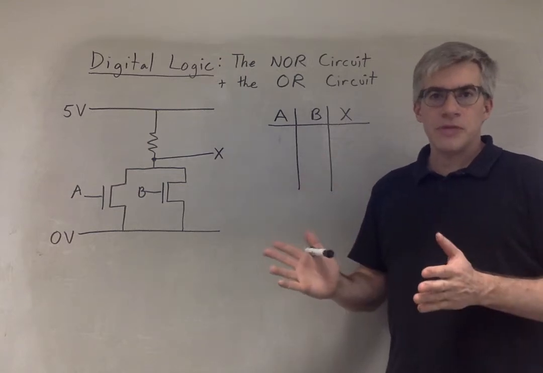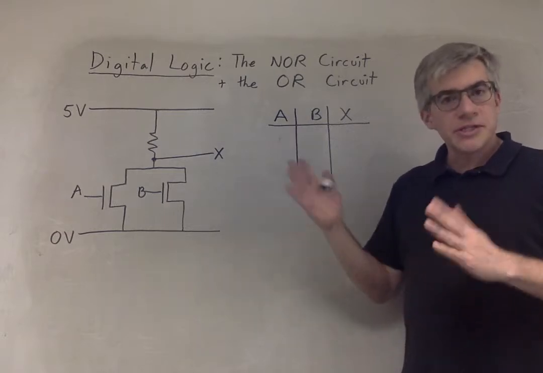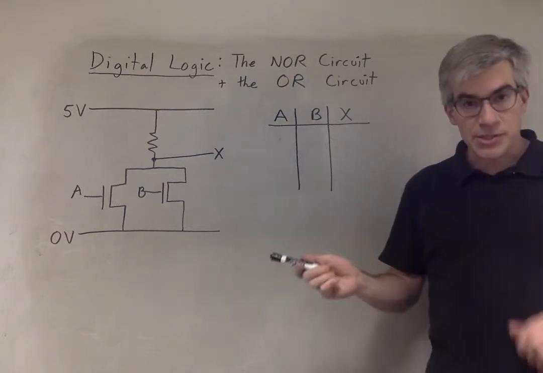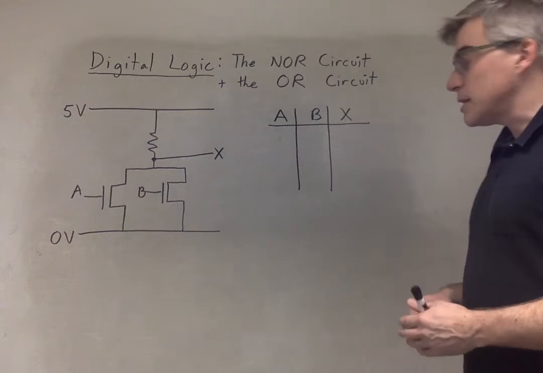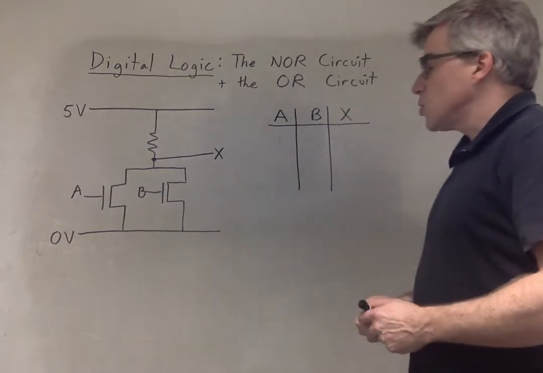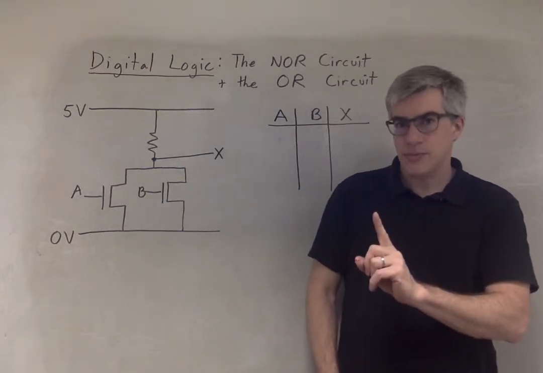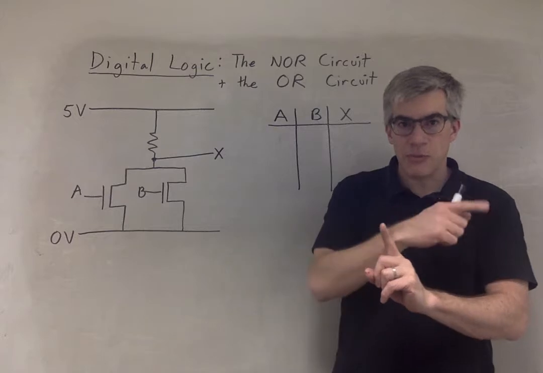Now we're going to talk about the NOR circuit and the OR circuit. So we're working on digital logic. We've talked about the transistor and the NOT circuit, and then we talked about the NAND circuit and AND circuit. In the first case, the NOT circuit, we had one transistor, and it reverses the input and the output.